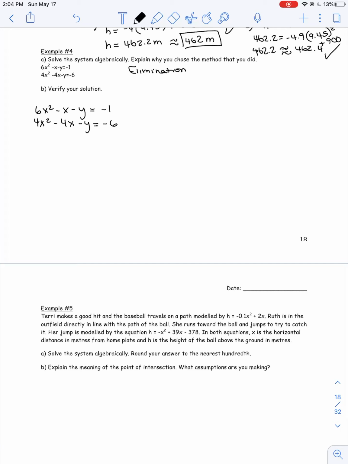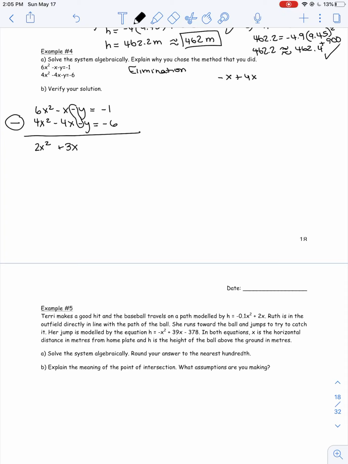Now, in this case, we're always going to try to get rid of the y. So if the signs are the same, as you can see, they're both negative and they're both the same coefficient, what you're going to do is subtract the two equations. So when you subtract 6x squared minus 4x squared, you get 2x squared. Then negative x, you're going to subtract negative 4x, which gives you negative x plus 4x. So that's going to be positive 3x.